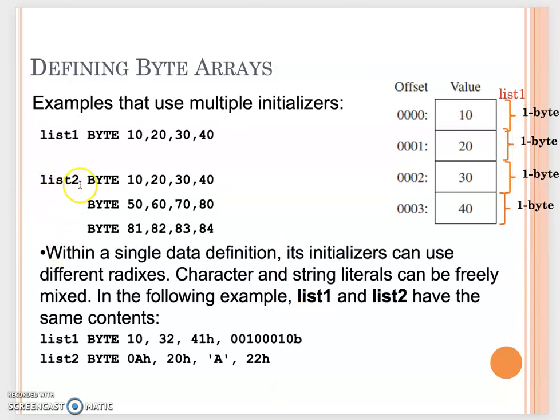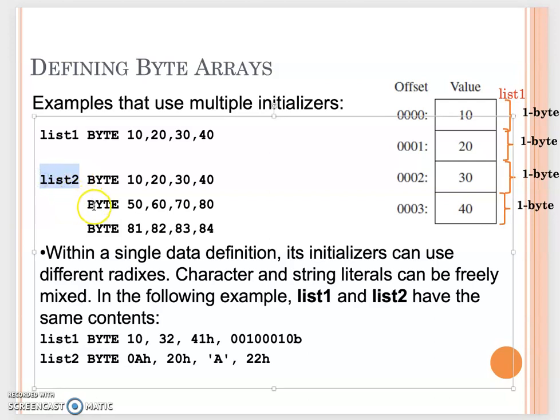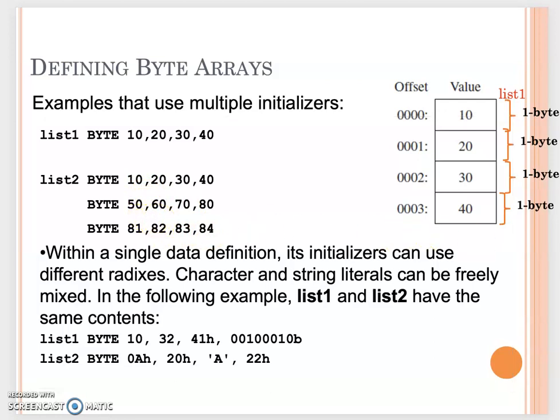So list 2, you have byte, then your size is byte. So then you have 10, 20, 30, 40. But then on the next line, you don't have to give them another data label. They just continue after the 40. They have 50, 60, 70, 80. They are byte. So then you have 81, 82, 83, 84. They have 1 byte. So on the other hand, in the list 2, they will look like this.